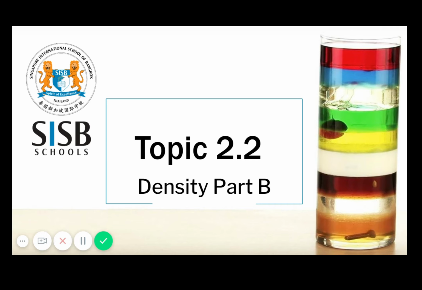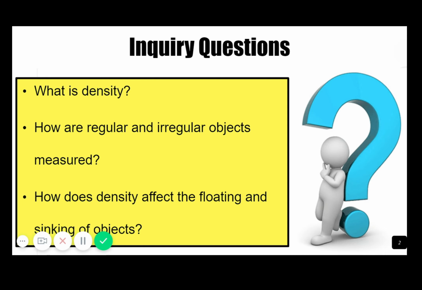I hope that we can just minimize this to maybe about 3 or 4 liquids because that will be sufficient. And you get the gist. These are the inquiry questions which I want you to think about throughout the entire session. Firstly, what is density? Second, how are regular and irregular objects measured? In this case, we are dealing with 2 SI units, mass and volume. Lastly, how does density affect the floating and sinking of objects? Please bear in mind these 3 questions when we are reviewing this session.